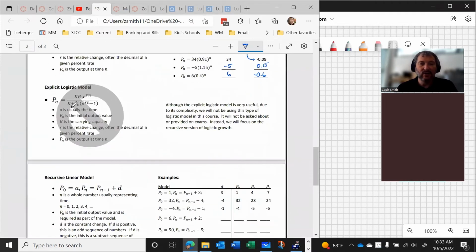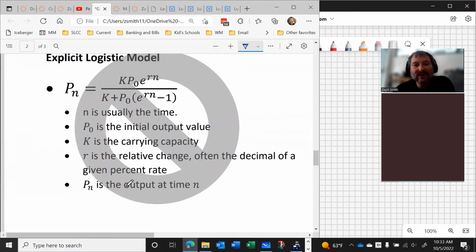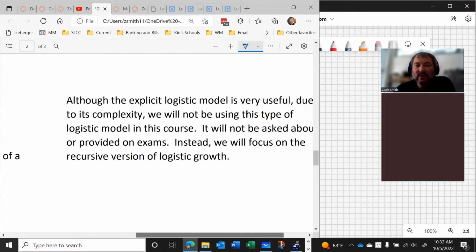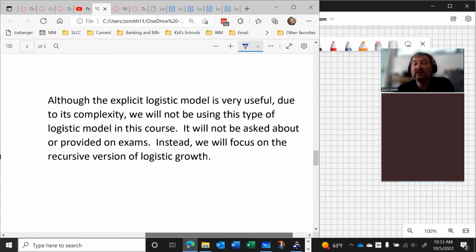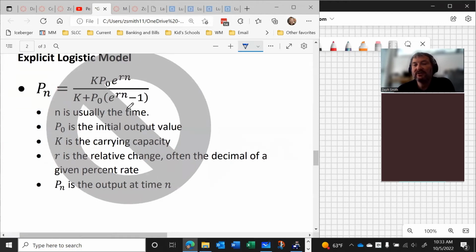Now the explicit growth model. Good news. I mean, I looked it up so I could put it in there. And it's a formula you could use if you needed to, but you don't need to in this class because we don't do the explicit model. We will do the recursive model, but the explicit model, I wanted to put it in there so you can see that we're actually saving you some trouble by skipping that.